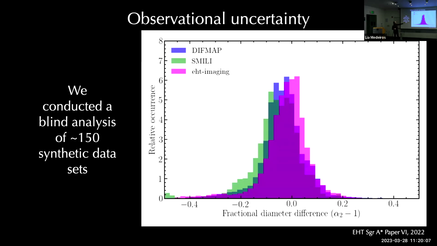The different colored histograms correspond to different imaging algorithms. You'll see that there is a little bit of a systematic between the different imaging algorithms that is completely taken into account in our procedure because we do the full analysis independently for each of them. But they're broadly consistent with each other, and this uncertainty is well behaved as well.